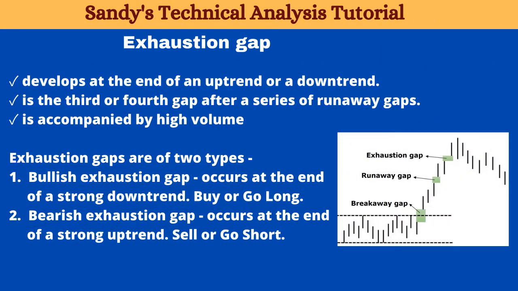Exhaustion gap develops at the end of an uptrend or a downtrend. It is the 3rd or 4th gap after a series of runaway gaps. It is accompanied by high volume. Exhaustion gaps are of 2 types. 1. Bullish exhaustion gap occurs at the end of a strong downtrend. Buy or go long. 2. Bearish exhaustion gap occurs at the end of a strong uptrend. Sell or go short.